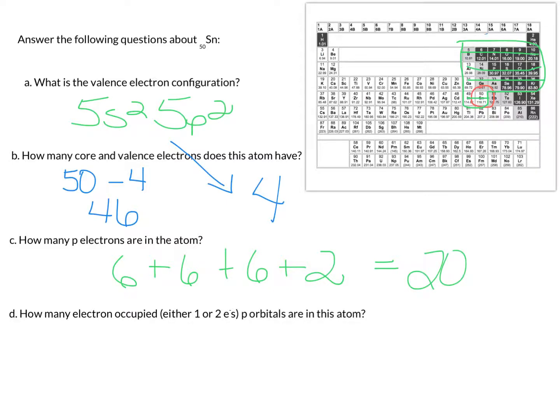The last question asks how many electron occupied, either with 1 or 2 electrons, p orbitals are in this atom. So for this, we need to think about the fact that each orbital holds 2 electrons. So the 6 electrons actually belong to 2p6. The next set was the 3p. The next set was the 4p. And the last set was the 5p.